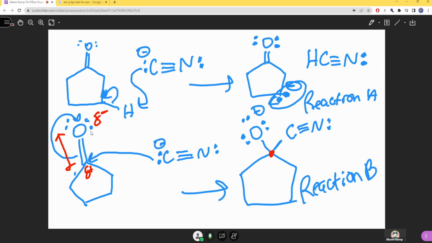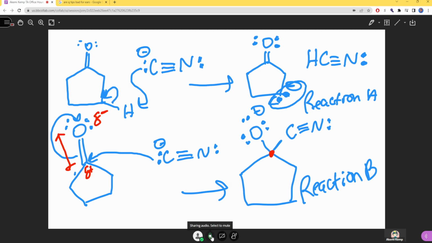The lone pairs on oxygen, are they faster or slower than the carbon lone pairs? Are they more reactive? Would the electrons on oxygen be more reactive than the ones on carbon? No, it'll be vice versa.